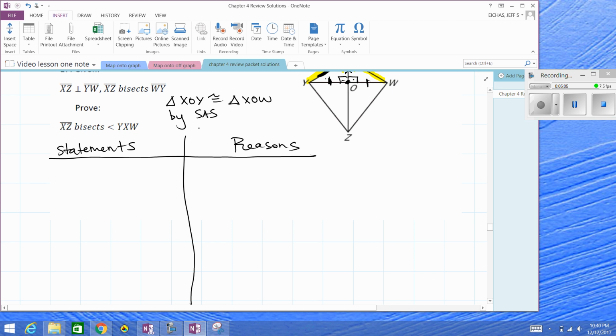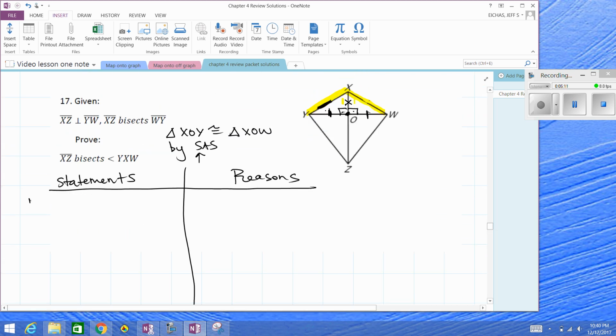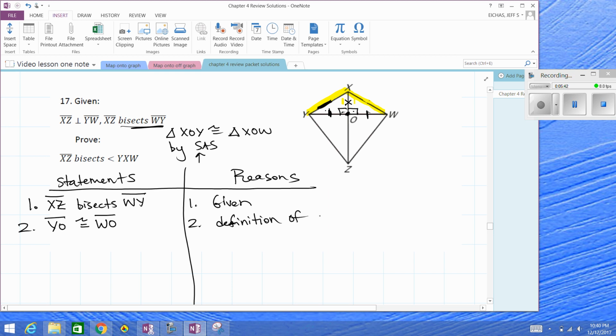So our first statement, we're looking for a pair of sides. Okay, let's use the bisect one. So we're going to take the bisect WY first. We got to write it down because we're going to use it. Okay, so WY is cut in half. That's given. Now let's draw an inference or a conclusion from that. From that, WY is cut in half so YO is going to be congruent to WO. Okay, and that's because of definition of segment bisector.